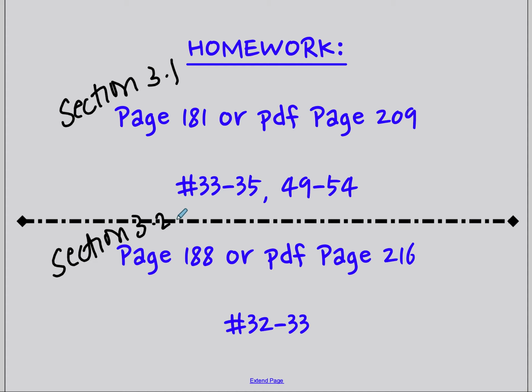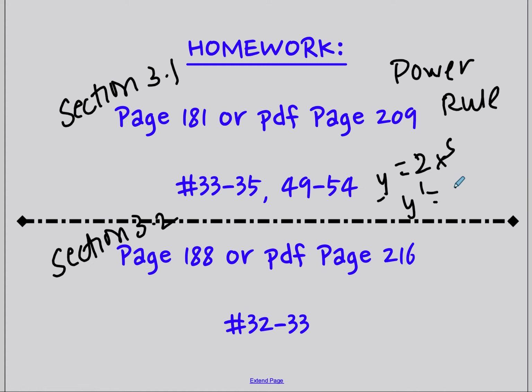So what I want to point out to you guys is in 3.1, you did the power rule. So if I have like 2x to the 5th, those are the type of problems you would have in there. Okay, so you'd bring the 5 down, so your derivative would equal 10x to the 4th. So those problems you'll be able to do the power rule on. That's because it's from section 3.1.